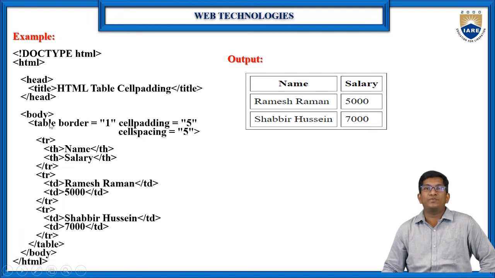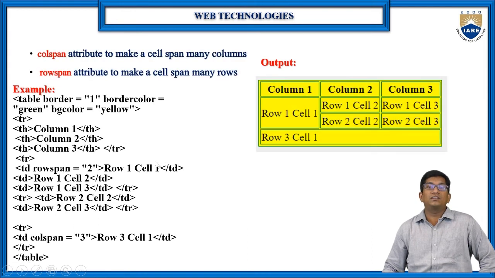If you want to display the caption, then you have to write the caption element in the table. Like that, you can use any number of attributes based on your requirement. You can also change the background color of the table. You can also use row span and col span also.